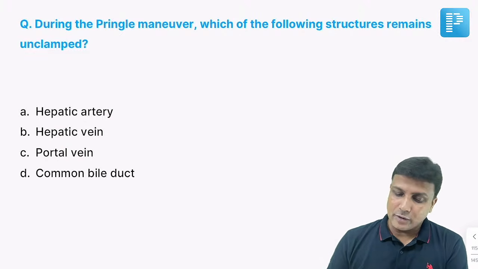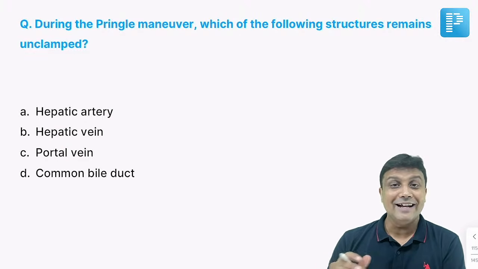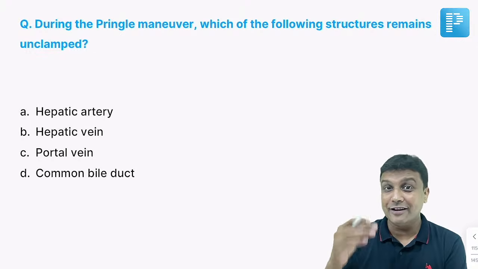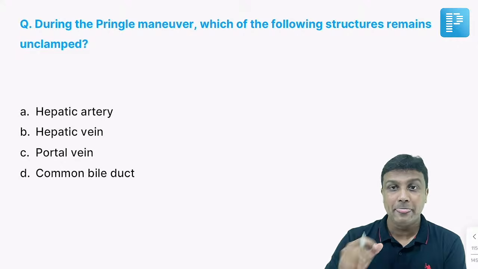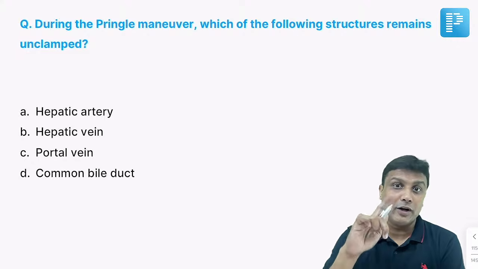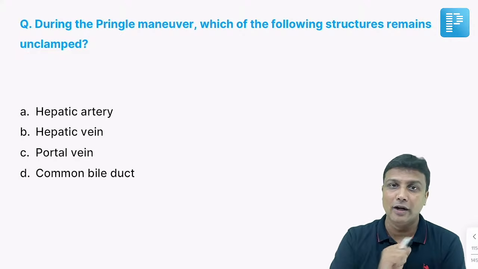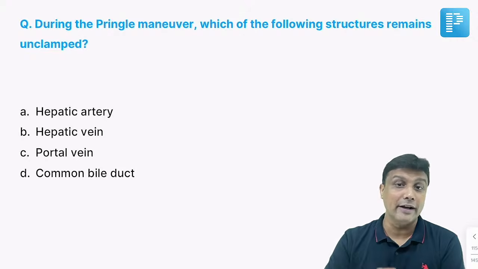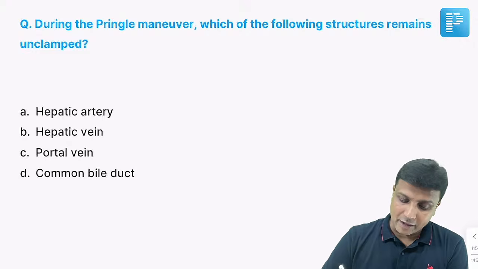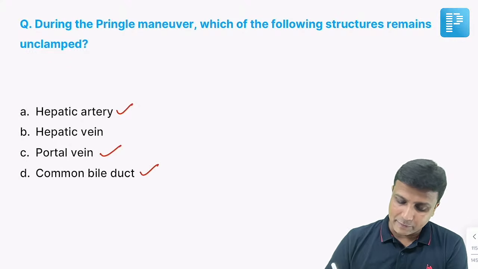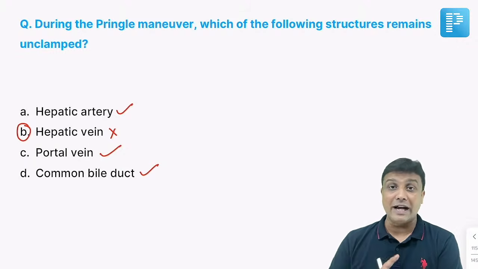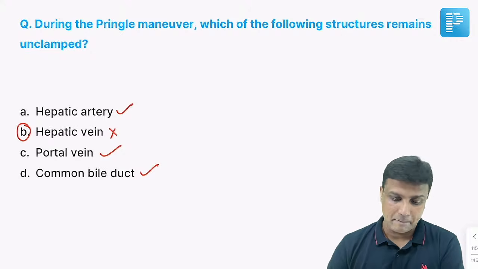During the Pringle maneuver, which of the following structure remains unclamped? I told you Pringle maneuver is done near the free end of the lesser omentum. And in the free margin of the lesser omentum, already I have shown you the picture in the peritoneal fold. In the free margin, you'll be having portal triad. So there, hepatic artery will be clamped, and then portal vein will be clamped, and common bile duct will be clamped, but not the hepatic vein, sir. So the correct answer here will be the B, sir, which is unclamped. That will be the hepatic veins.